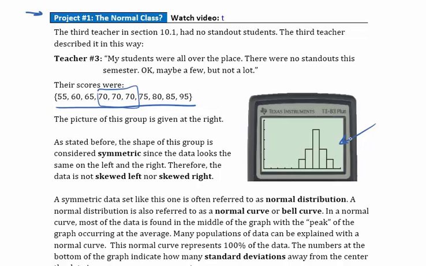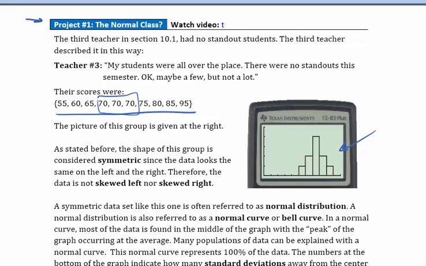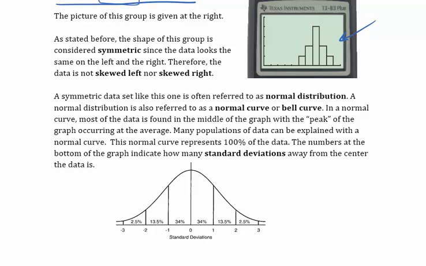Many populations of data can be explained with a normal curve. This normal curve represents 100% of the data. The numbers at the bottom of the graph indicate how many standard deviations away from the center the data is. Let's take a look at that now. So this was the graph on the calculator up here, and if we take a look down here, this is a standard normal curve or a standard normal distribution, or sometimes you'll hear it referred to as the bell curve.